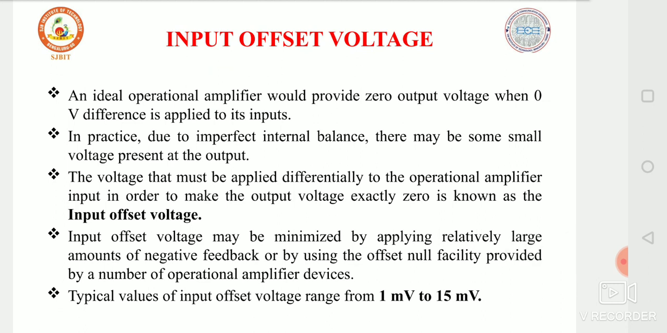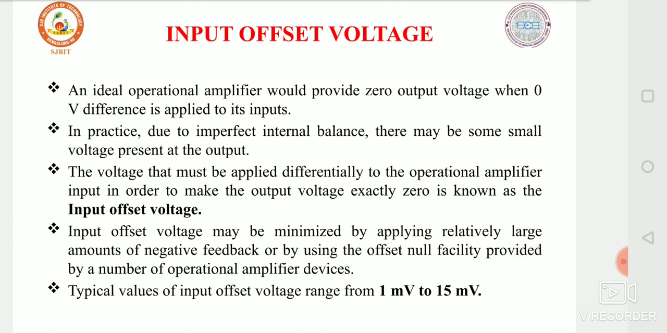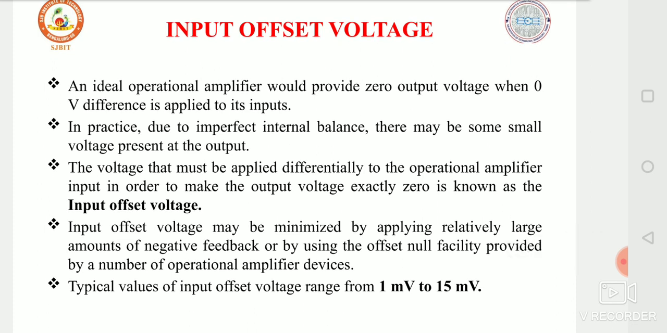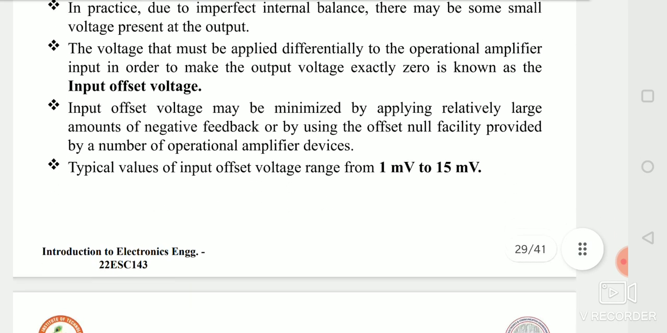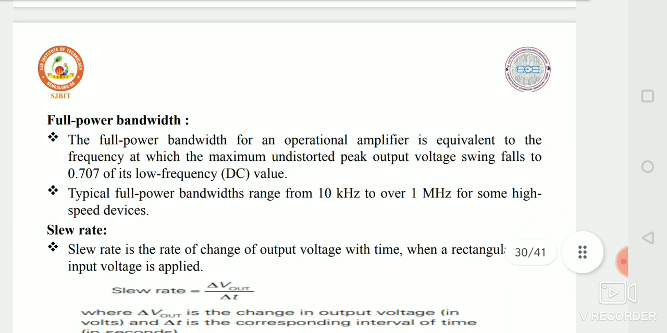Input offset voltage. Typically the input offset voltage is 1 millivolt to 15 millivolts. What is the input offset voltage? The voltage that must be applied differentially to the operational amplifier input in order to make the output voltage exactly 0 is known as the input offset voltage. Input offset voltage may be minimized by applying a relatively large amount of negative feedback or by using the offset null facility provided by a number of operational devices.